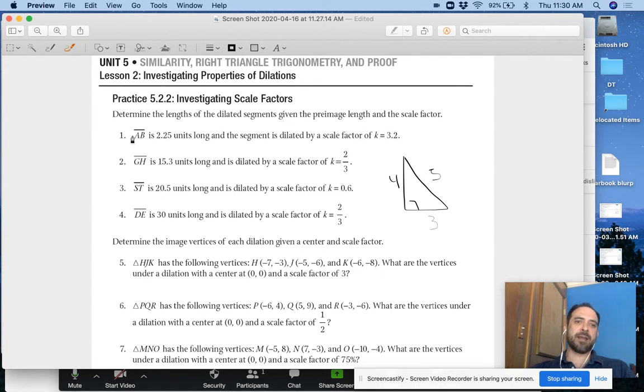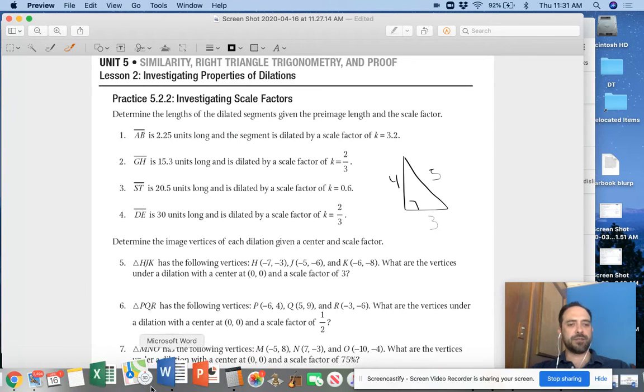Here we have a line segment, AB, equal to 2.25 units long. The segment is dilated by a scale factor of 3.2. So what do you think is going to happen to this line segment? It's 2.25 units long. We're going to make it larger. Okay. The K factor, or scale factor of K, is equal to 3.2. They use K for scale factor.